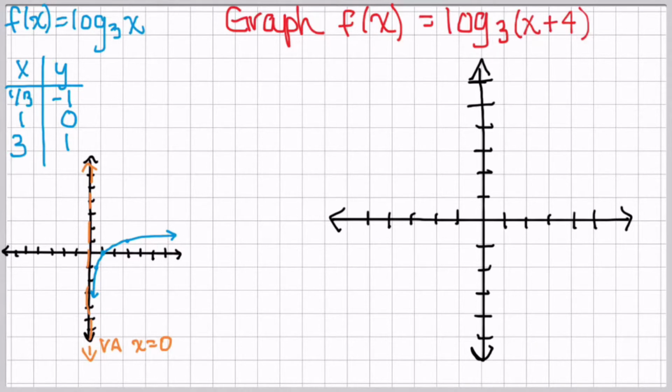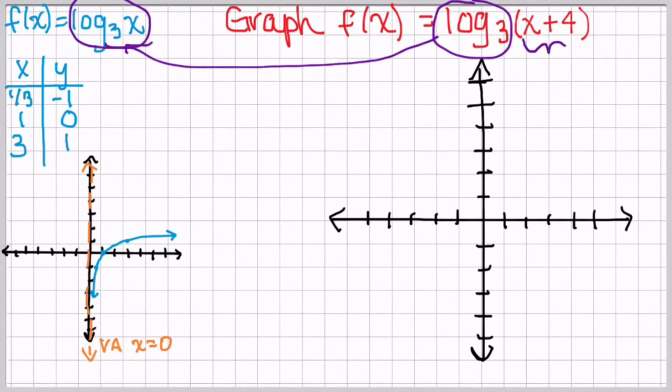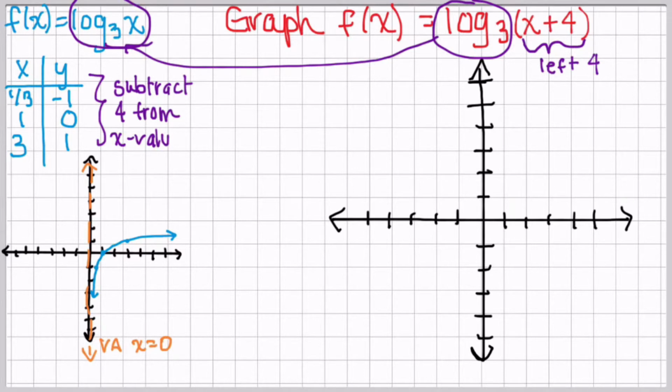Let's say we want to graph f of x equals log base 3 of (x + 4). Again, we want to recognize that the base function is log base 3 of x. Now using transformations, the x + 4 in parentheses means that it's going to affect the x values. When we're dealing with the x values, it's sort of opposite of what you would think it should be. So the plus 4 actually indicates that it's a shift to the left. And to get our new x values, we're actually going to subtract 4 from all of the x values, keeping the y values the same.